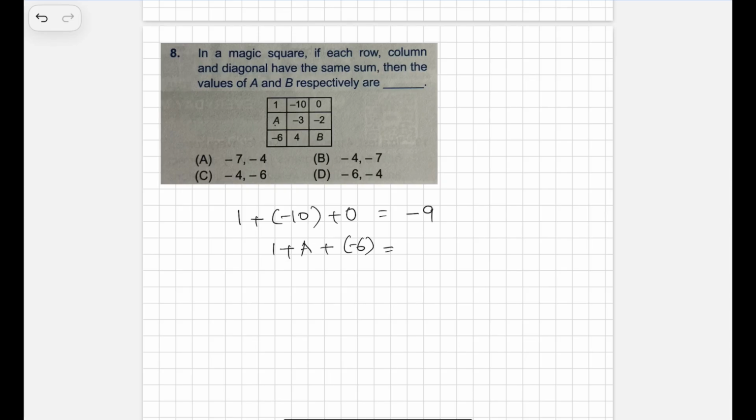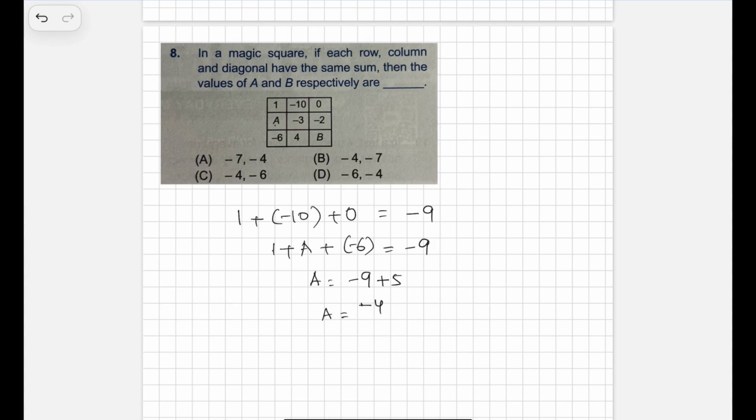1 plus A plus minus 6. How much should be the sum? It should be minus 9, because they have told us they are all the same. So what is A? A is equal to minus 9, and 1 minus 6 becomes minus 5. When you take it to the right hand side, it becomes plus 5. So A becomes minus 4.